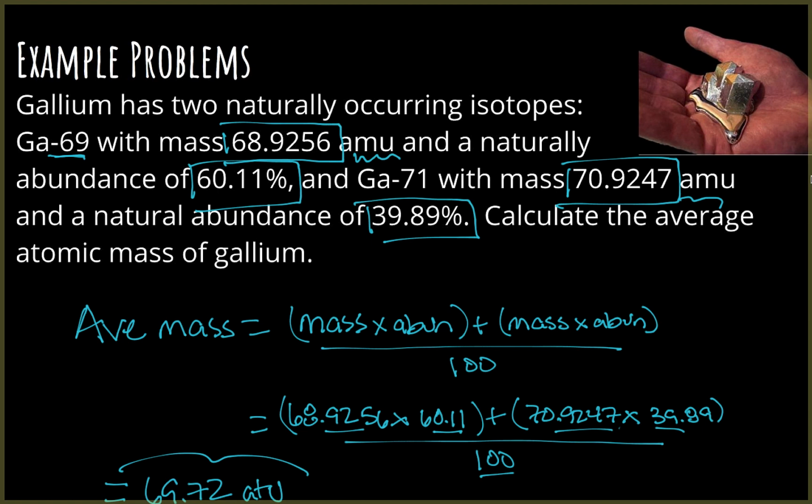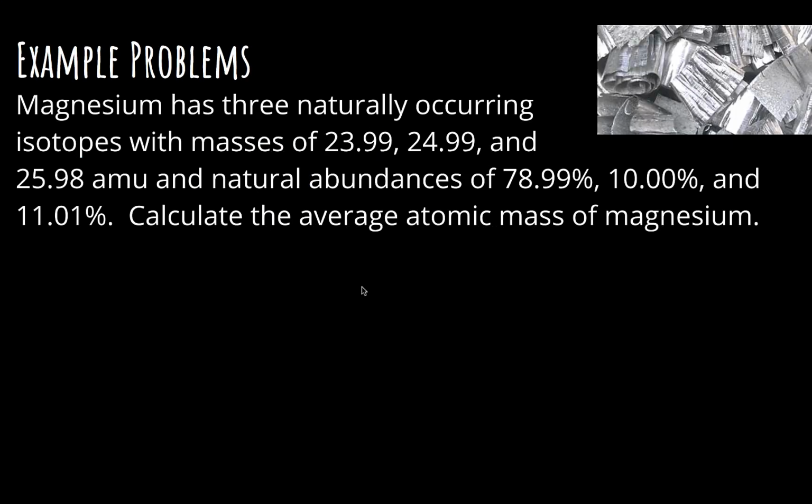The nice thing about this, because we're using real data, is you can compare that to the red number on our periodic table in the classroom, and it should be really, really close. It may not be exact, but it should be very close. Okay, let's try one more.